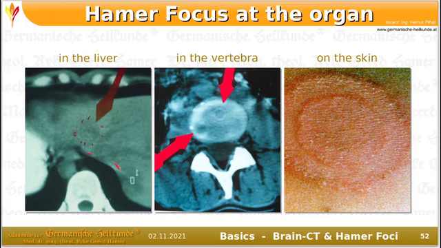Hamer focus on the organ level. Then we find this Hamer focus also on the level of the organs. On the left side you see the liver. Of course, there is also a corresponding Hamer focus in the brainstem. How exactly these are connected is still unknown. But they must be connected. But nobody knows how.